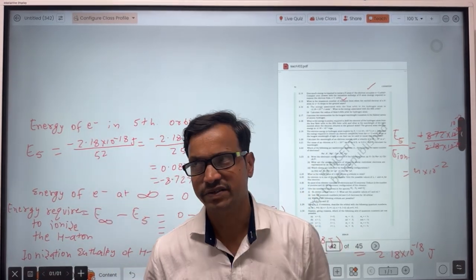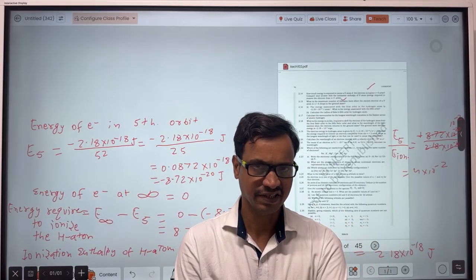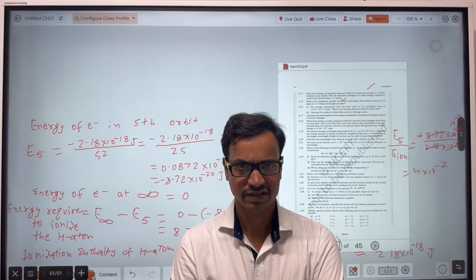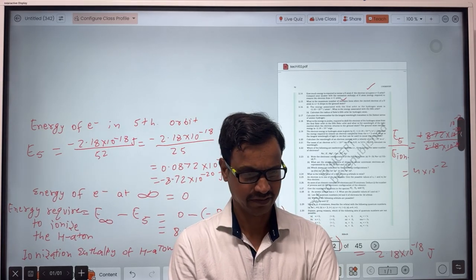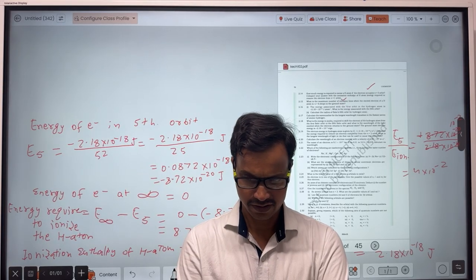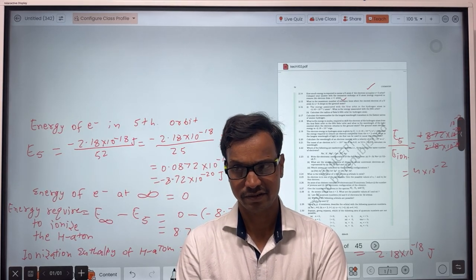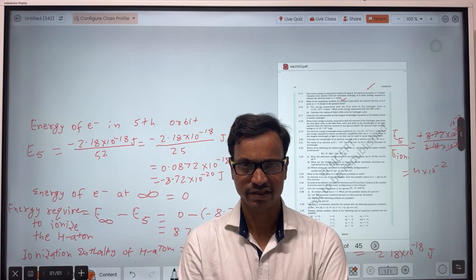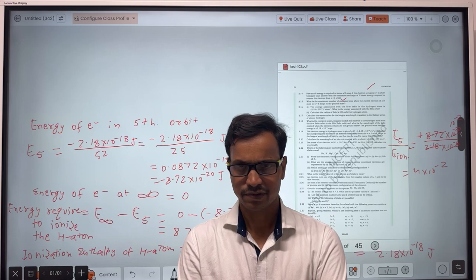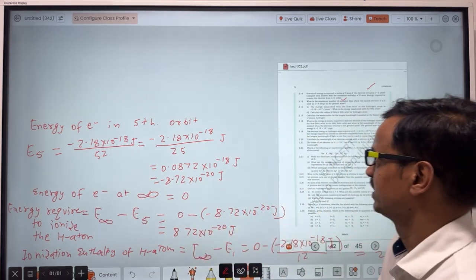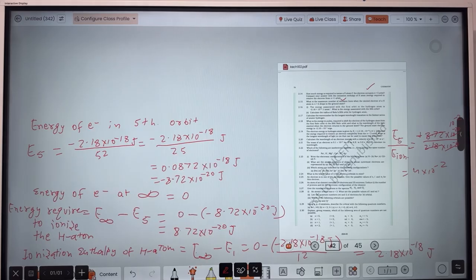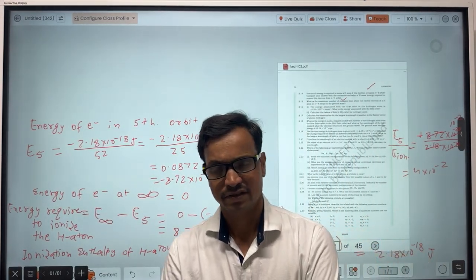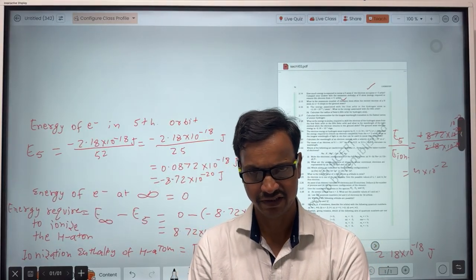Okay guys, so what we did: when the electron was present in the fifth shell, we calculated its energy. Then we assumed that for ionization, we need to find how much energy is required to release the electron, so n equal to infinity. At n equal to infinity, the energy of the electron was 0. So the energy required to release the electron will be 0 minus the energy of the electron in the fifth shell.